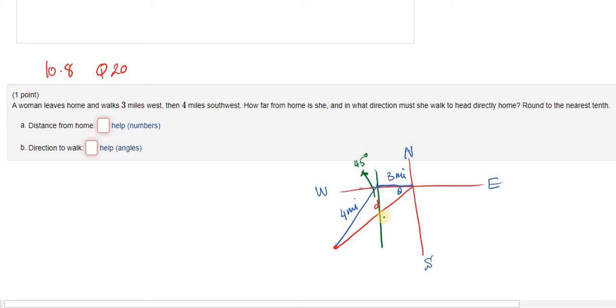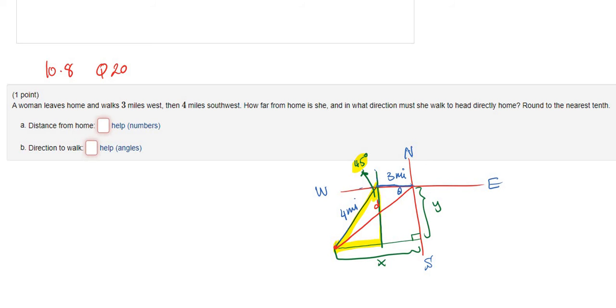And in order to find the whole distance, I am going to create a triangle right here. This is a right triangle. If I was able to determine y and determine x, then I will be able to determine the distance using the Pythagorean theorem. Now, knowing that this triangle has this angle equal to 45 degrees, I will be able to figure out y. Let me name this angle phi.